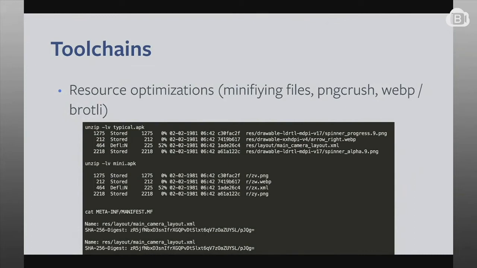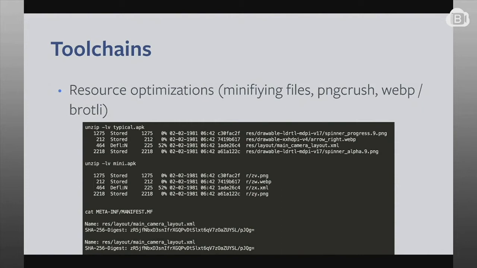Additional improvement we can do is to compress and save our resources efficiently using PNG crush, WebP, or other techniques. To add to all of it, combining files together or minifying their names also improves size, as we have smaller signatures and less metadata overhead.